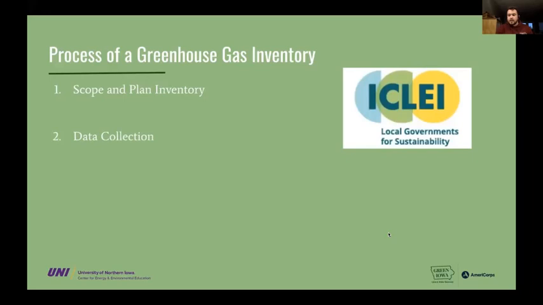Next, you will begin collecting the data you need to complete the inventory from local utilities and other data sources, such as electricity generation and stationary fuel combustion. Once the data is received, organizations typically utilize data processing software such as ICLEI's ClearPath, which is used by more than 2,500 local and regional governments across the world.